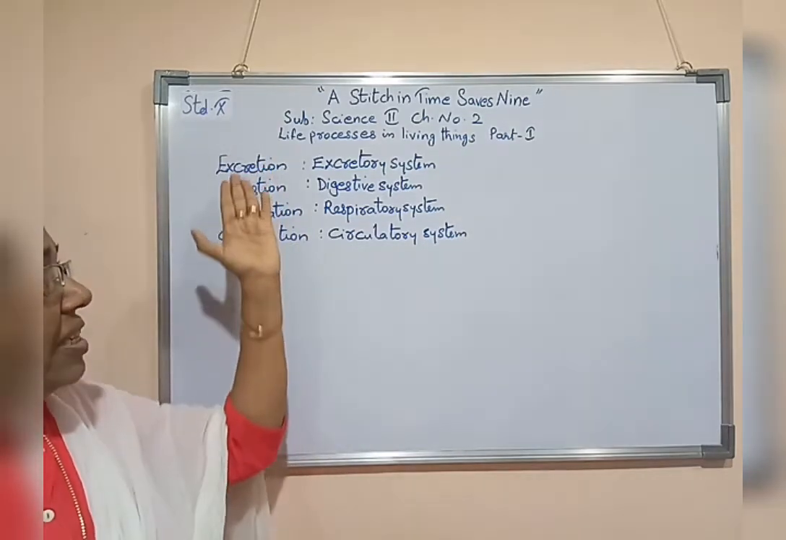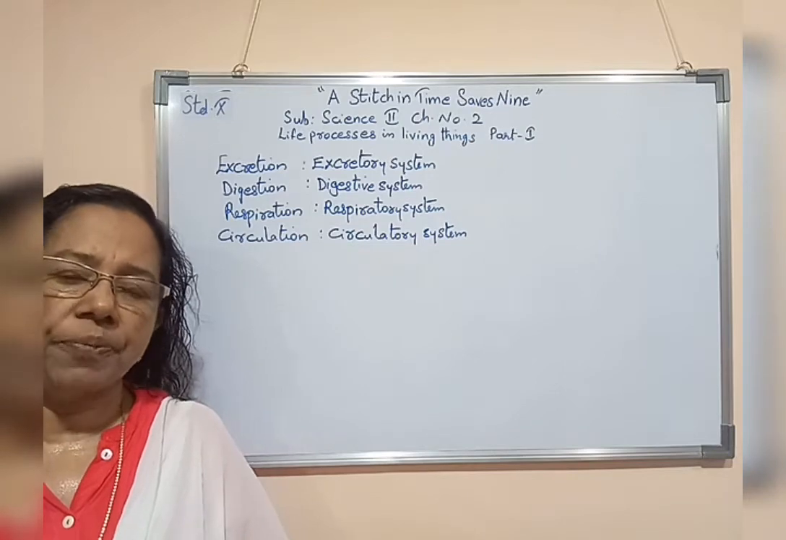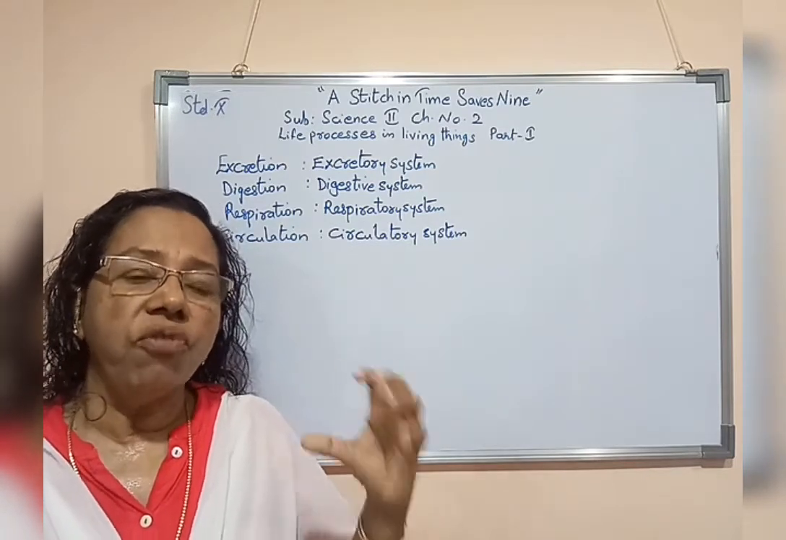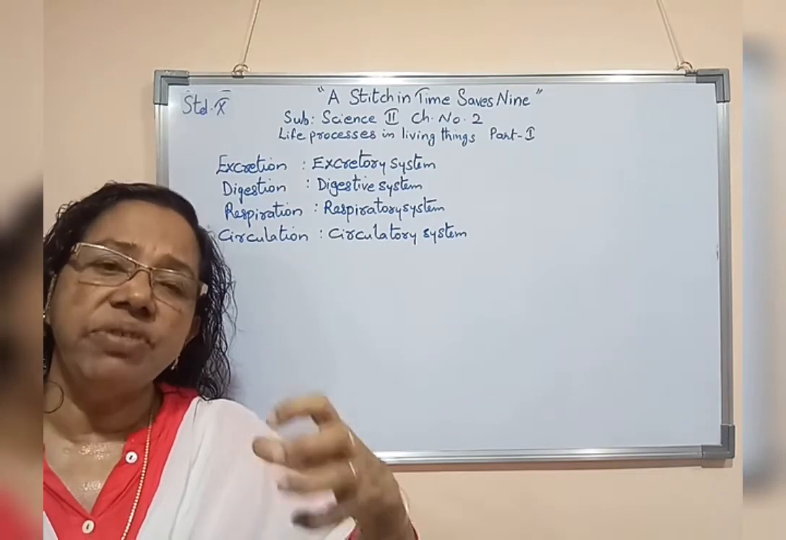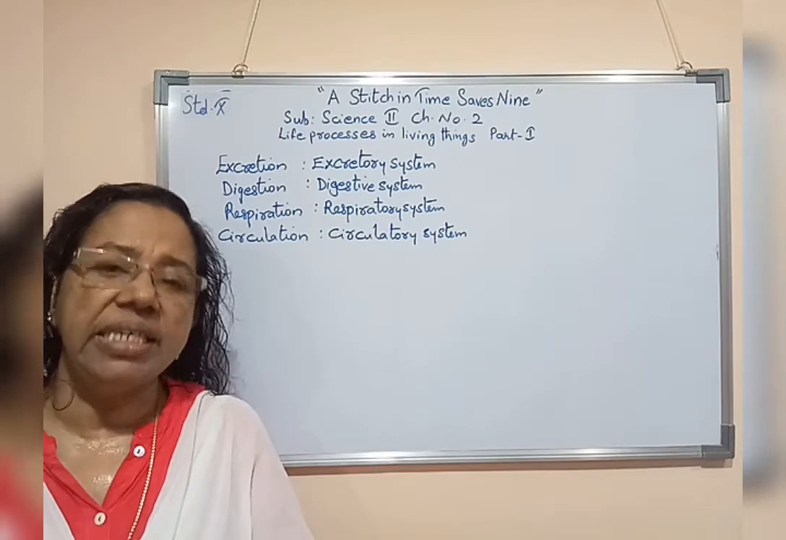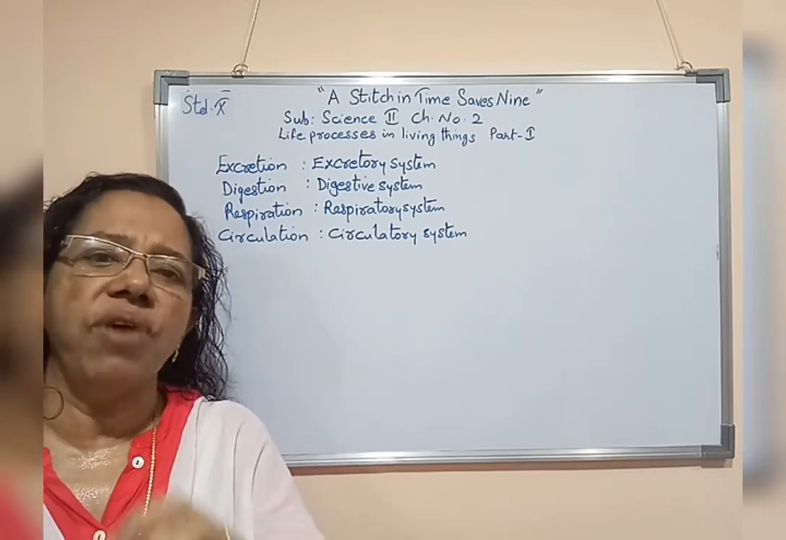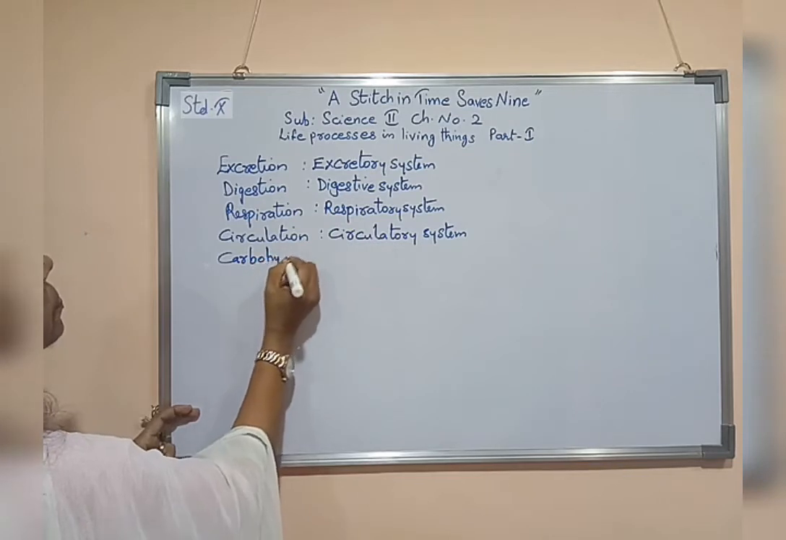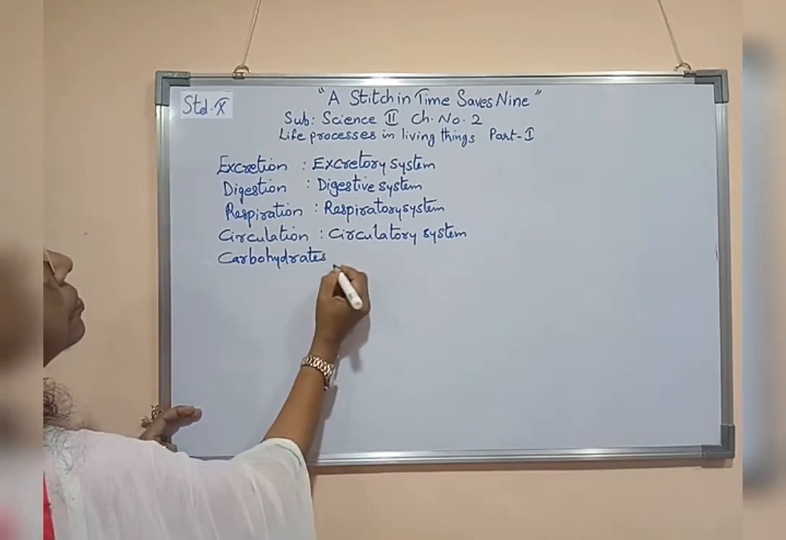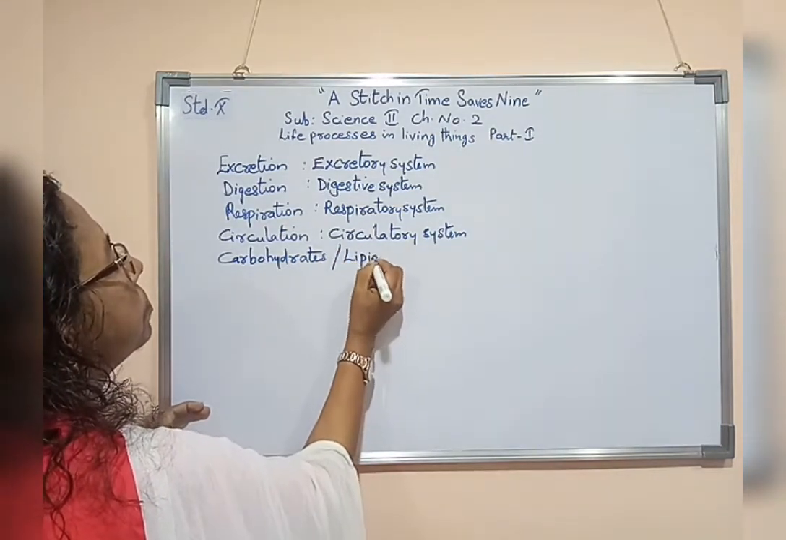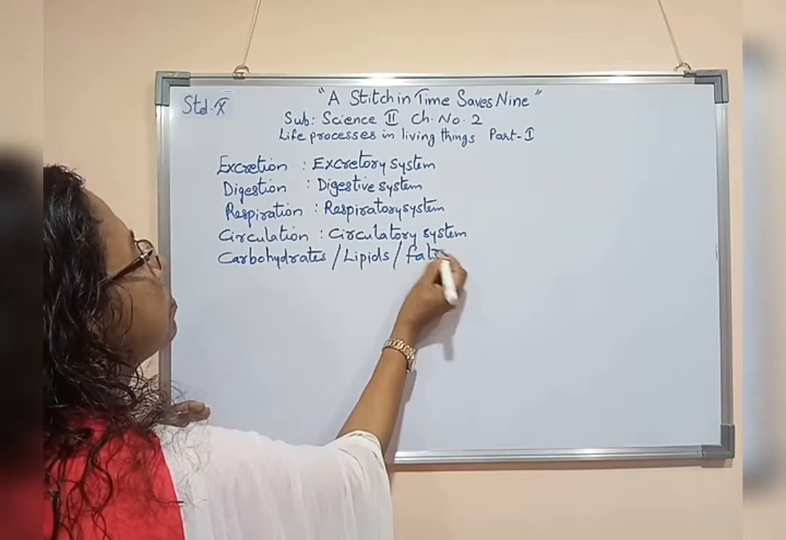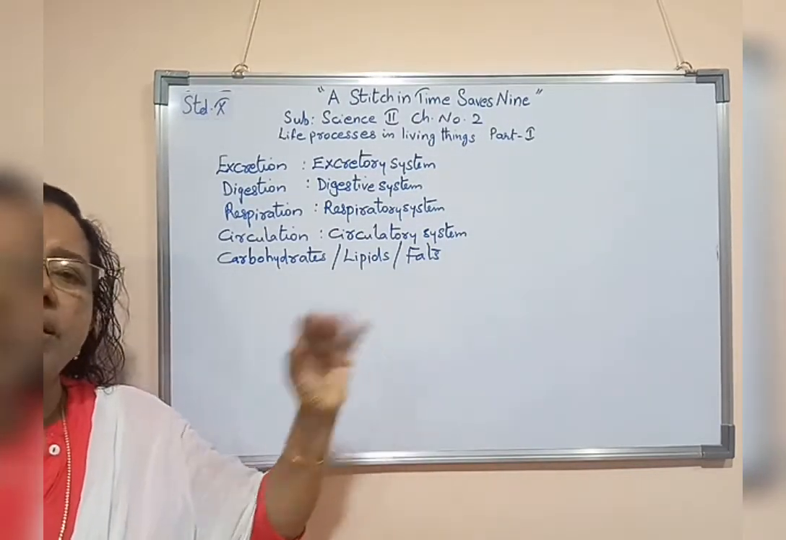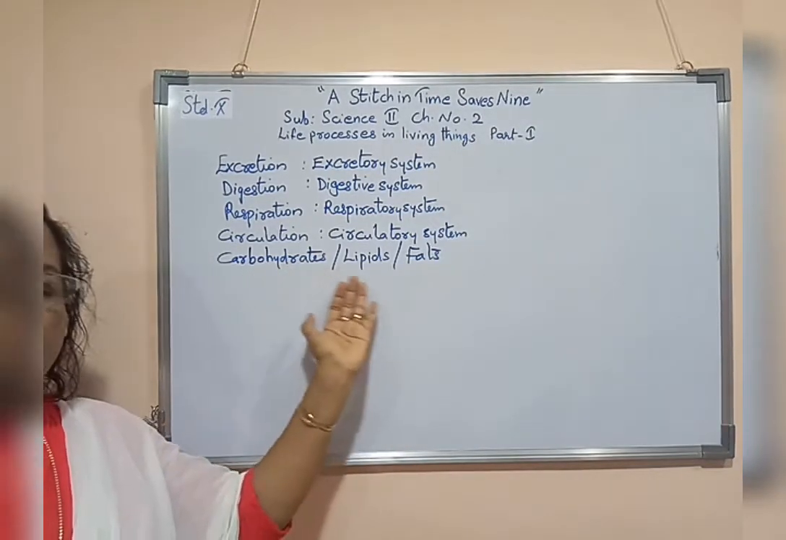Now, for all these functions to occur, there is a necessity of energy. From where do we get energy? For the life processes taking place in our body, there is a necessity of energy. That energy is obtained from the food we eat. For example, carbohydrates, then lipids, then fats. So we are getting energy from these food items, carbohydrate food items, lipid food items, as well as fats.